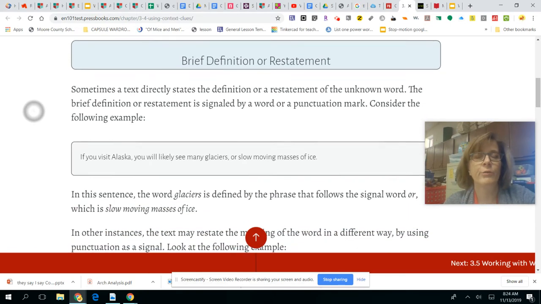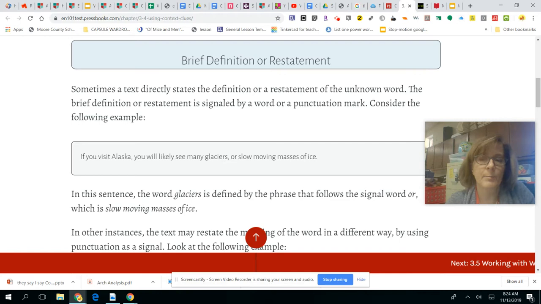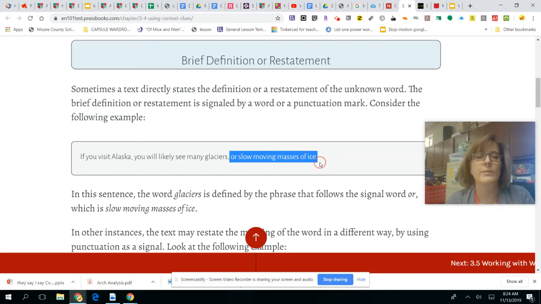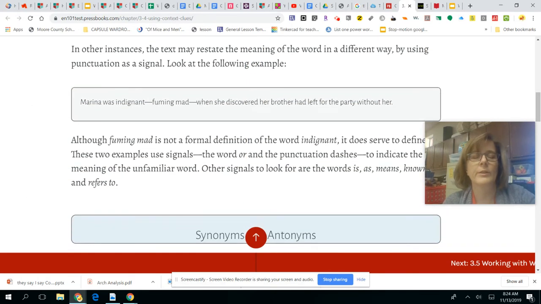Okay, brief definition or restatement. This is the easiest kind. Sometimes your punctuation marks can be a clue. In the sample sentence, if you visit Alaska, you will likely see many glaciers, or slow-moving masses of ice. In this case, the unknown word is glaciers, and notice that that unknown term is followed by a phrase that actually defines what a glacier is. Slow-moving masses of ice.